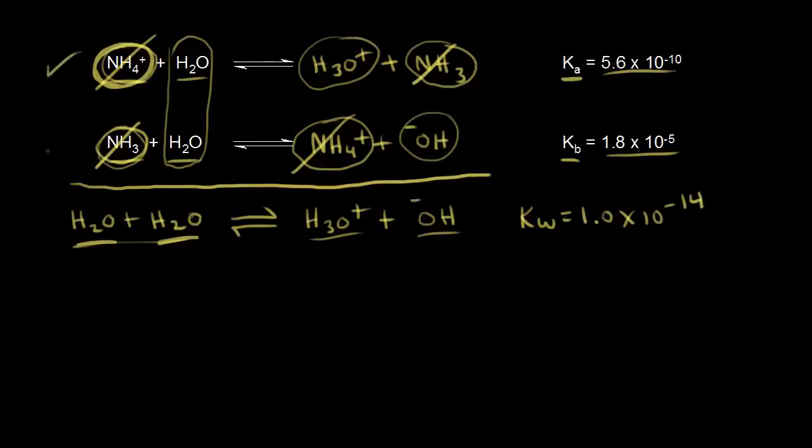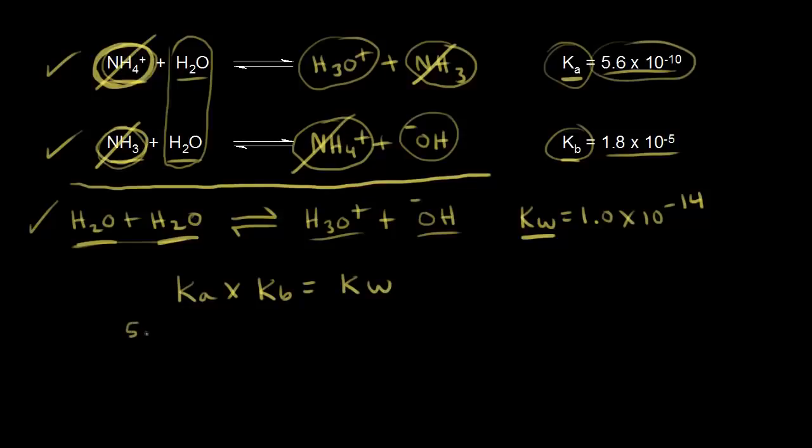So we added these two reactions together and we got this for our net reaction. What would we do with Ka and Kb to get Kw? Well, it turns out that you multiply them. So Ka times Kb for a conjugate acid-base pair is equal to Kw. So let's do that math. Ka is 5.6 times 10 to the negative 10. Kb is equal to 1.8 times 10 to the negative 5.